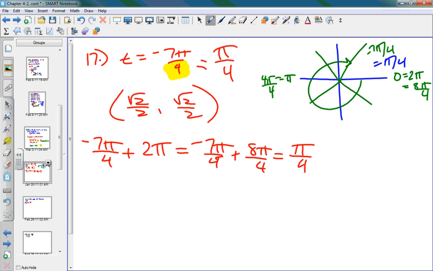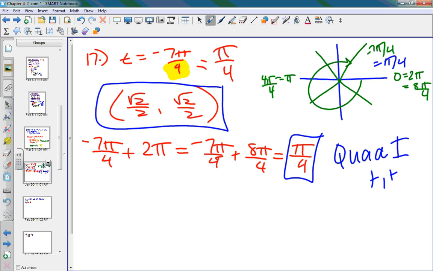Well, how did I find that out mathematically without having to draw it? I added 2 pi to it to find the coterminal angle. The coterminal angle tells me exactly what quadrant I'm in. Pi over 4 is in quad 1, and in quad 1, it's the plus plus quadrant, which means this is the point that I'm using. Agree? So now can I find my sine, cosine, and tangent values?